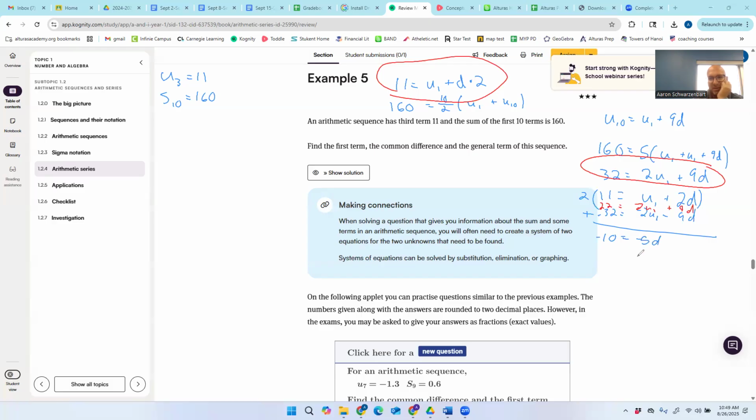Negative 5d. D equals 2. I'll take my first equation, plug in my 2, u1 is then going to equal 7. So, answers. I'm not done quite yet. U1 equals 7. D equals 2. General term of the sequence equals 7 plus 2(n minus 1). Sometimes they will simplify this to be 7 plus 2n minus 2, which is 5 plus 2n.